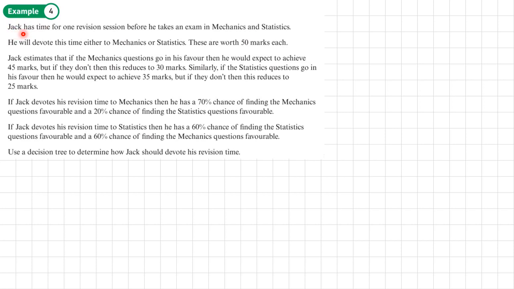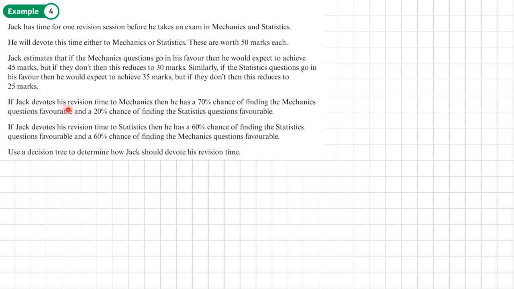Example 4. Jack has time for one revision session before he takes an exam in mechanics and statistics. He will devote this time to either mechanics or statistics. These are worth 50 marks each. Jack estimates that if the mechanics questions go in his favour, then he would expect to achieve 45 marks. But if they don't, then this reduces to 30 marks. Similarly, if the statistics questions go in his favour, then he would expect to achieve 35 marks. But if they don't, then this reduces to 25 marks.